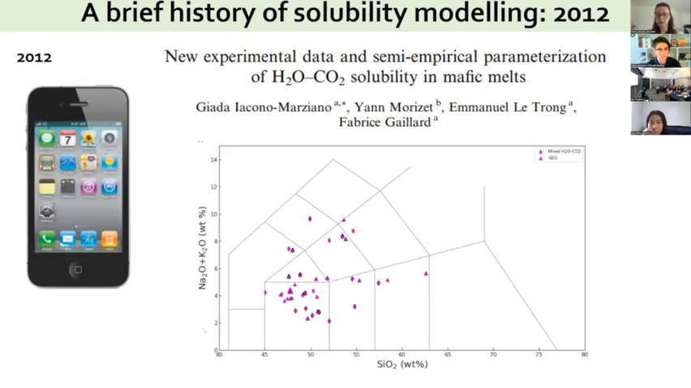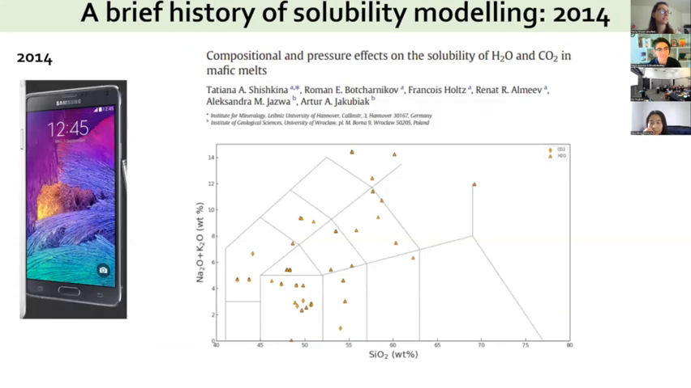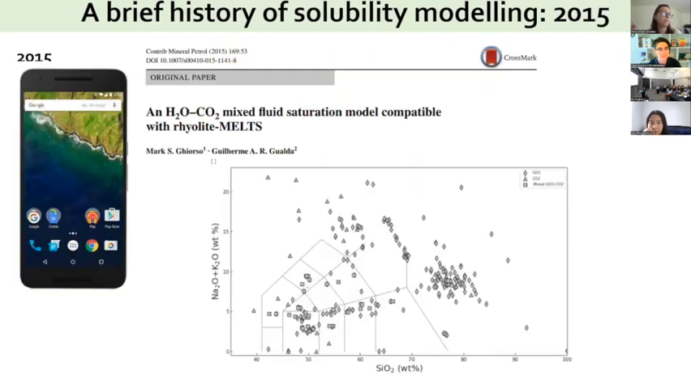Then Iacono-Marziano comes along and they greatly extend the silica content upwards. So you can see we have a lot more silica-rich basalt, higher sodium and potassium contents. I'm not going to go too much into how this is, but I will share these slides. Then Shishkina came along and did a lot more experiments at higher alkali contents, and this is another empirical model.